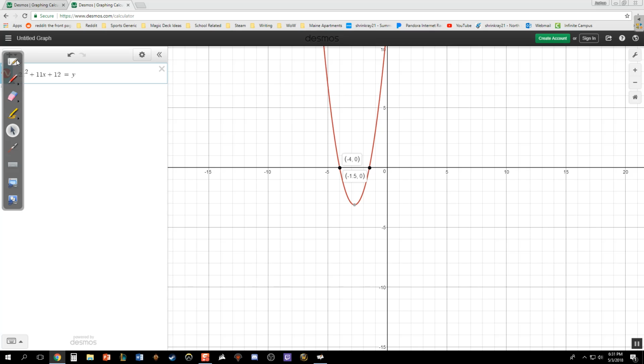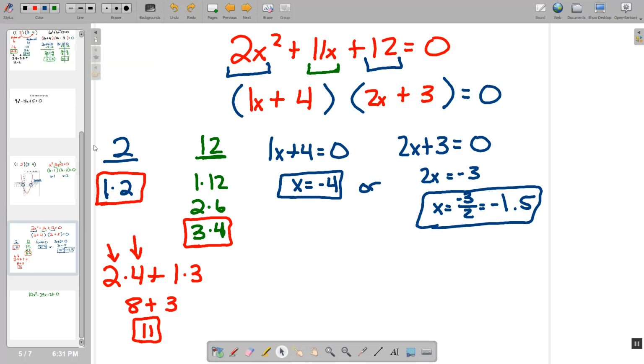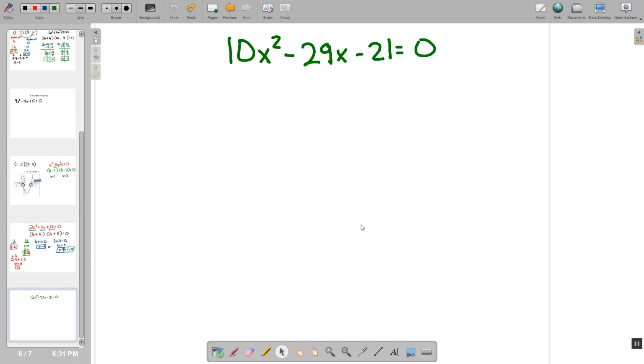So let's do one final example. So we have 10x squared minus 29x minus 21 equals 0. Just like always, we're going to put our two sets of parentheses equal to 0, and we're going to look at the factors of our a value and our c value. Now I notice this is a negative 21, so we are going to be subtracting when we're solving our problem.